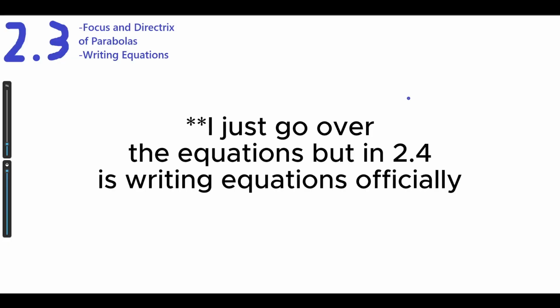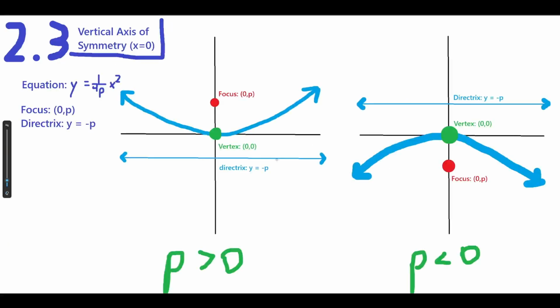Let's not waste any time. Unit 2.3 covers the focus and directrix and also writing equations, and this is where it gets noticeably harder. To start off, we have these equations for vertical axes of symmetry with the equation y equals 1/4 px squared, with the focus, this red color here, being (0, p), and the directrix being y equals -p, which is also just a constant line. This graph on the left is for p greater than 0, and this one on the right is for when p is less than 0.